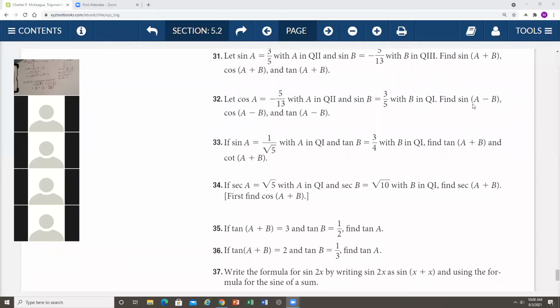Now we're not done. They want you to find the cosine of A minus B. The cosine of angle A minus B, according to the identity we established earlier, would be equal to the cosine of angle A times the cosine of angle B plus the sine of angle A times the sine of angle B. So we just drop our ratios in where they belong. The cosine of angle A, using this triangle up here, cosine is X over R. So that'd be negative 5/13. That drops in here. Times the cosine of angle B, which is X over R, 4/5.